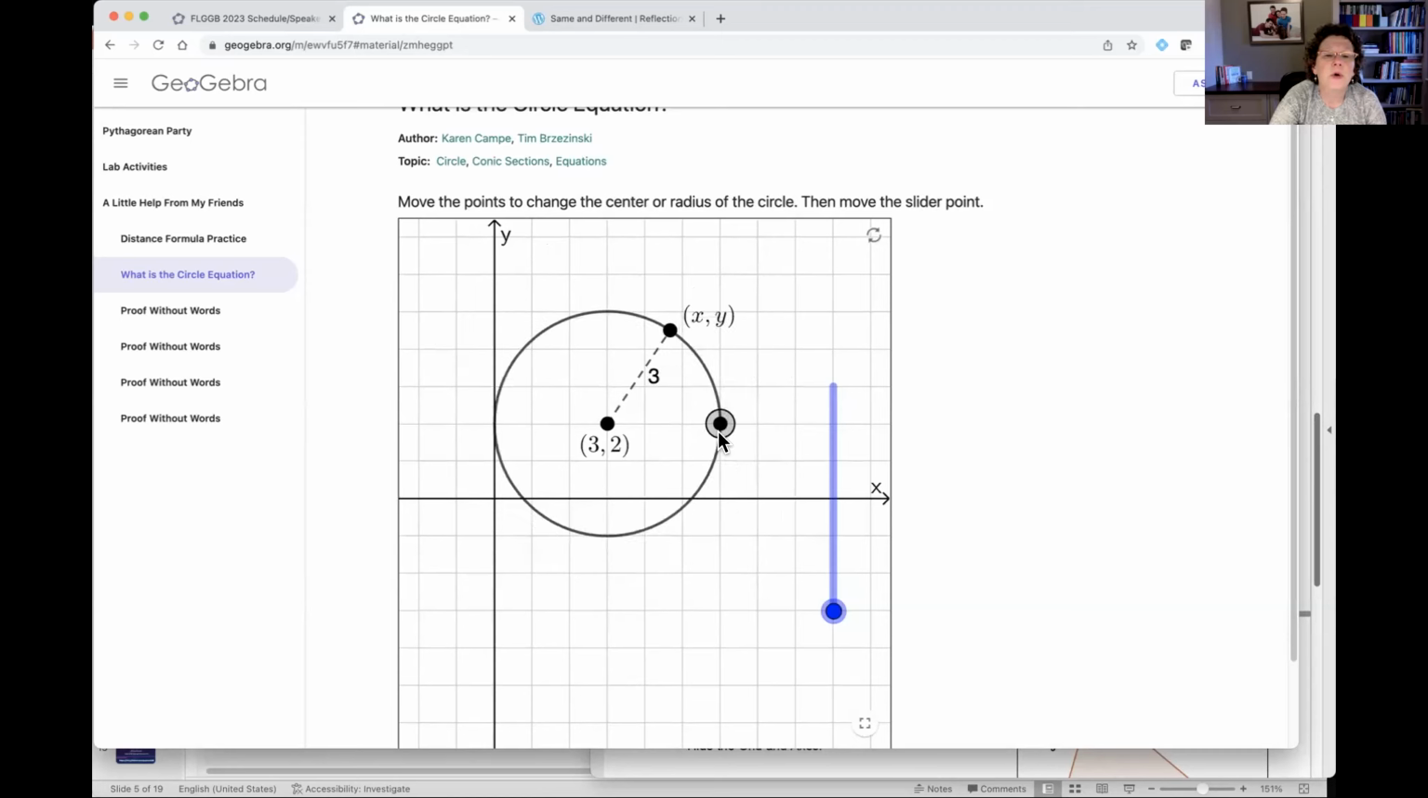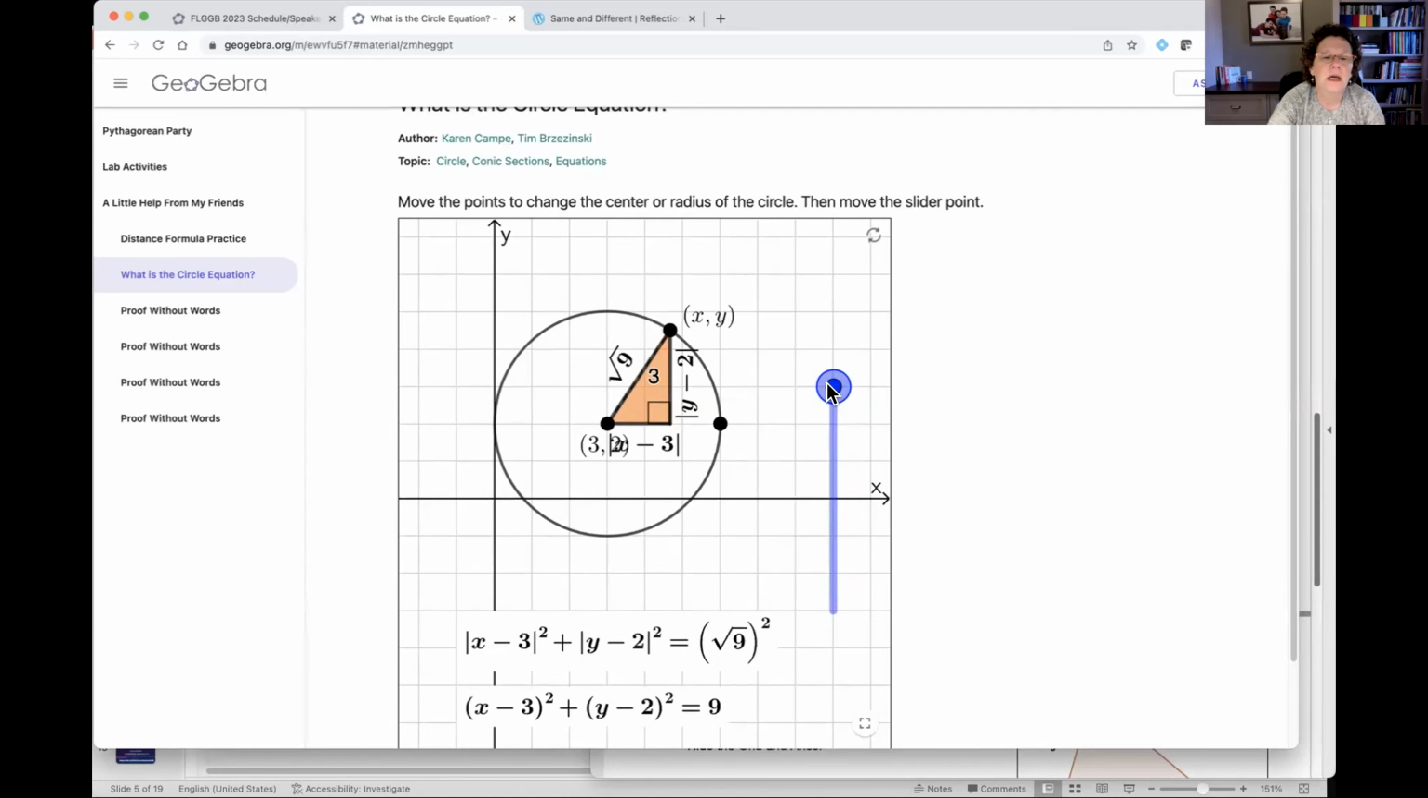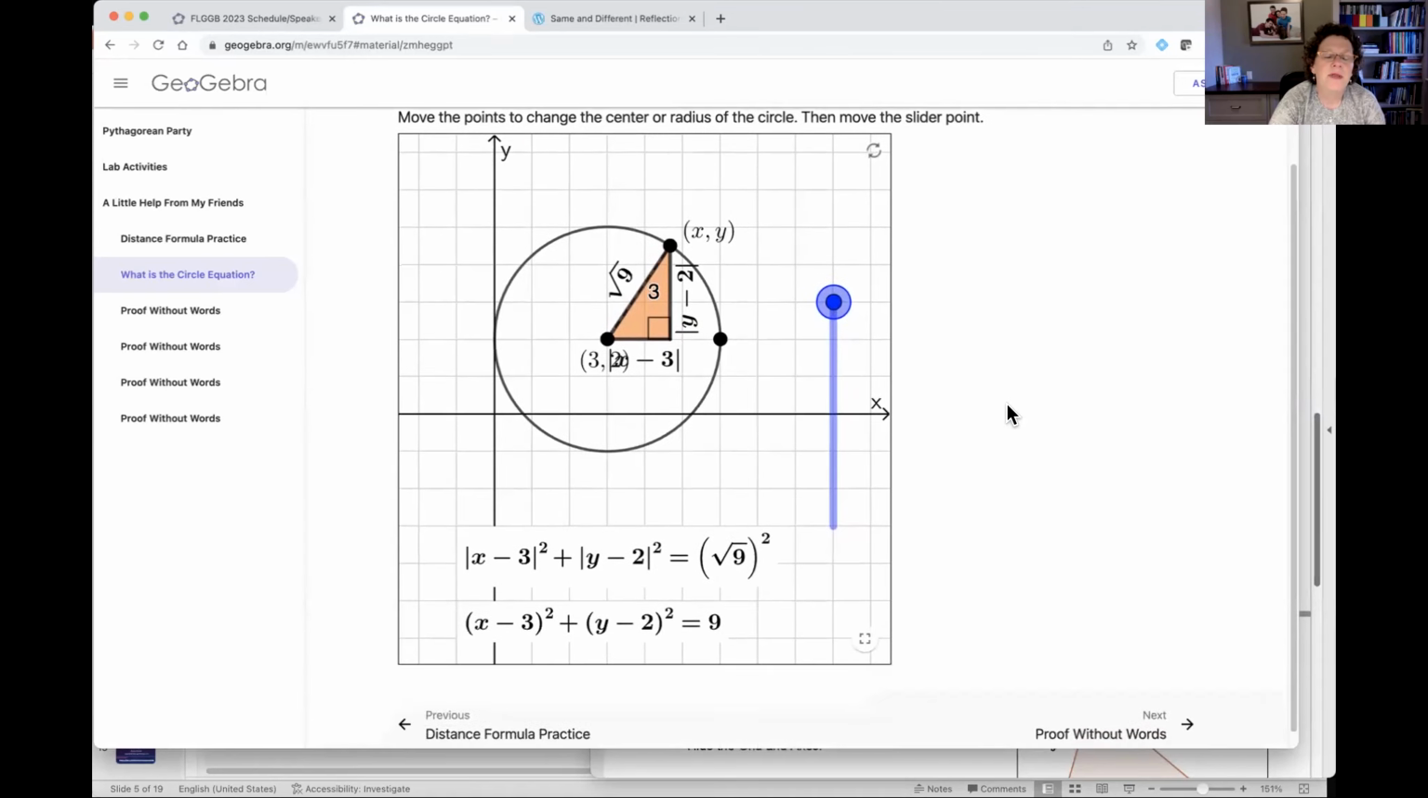That is a 3.16 radius. This is a radius of 3. We can move this point around and show that the radius remains 3. And then moving the slider point, Tim has built in a beautiful Pythagorean theorem right triangle. And so you can see that the equation of that circle comes from taking the Pythagorean theorem using the distances of the sides.